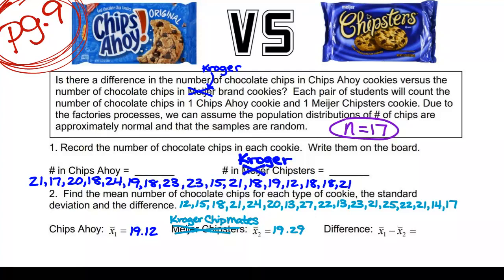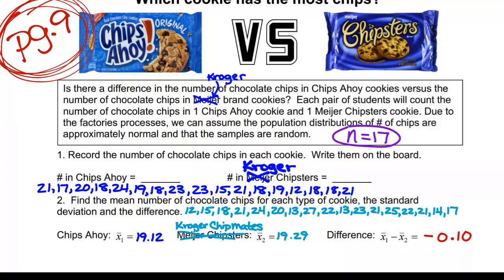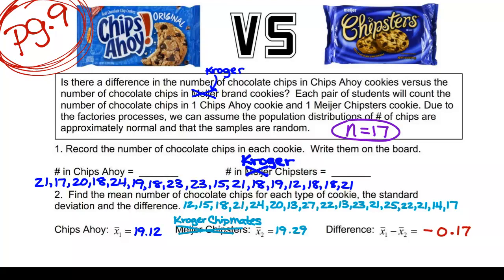Do we have a difference between these two? Yes, if I do Chips Ahoy minus the Chipmates, 0.10. Positive or negative 0.10? Negative 0.10. Negative 0.10. Oh, 17. 17, thank you. I'm going off what you guys tell me. Negative 0.17. There we go. So far, so good? Just triple checking. All right. Cool, let's talk about this now.